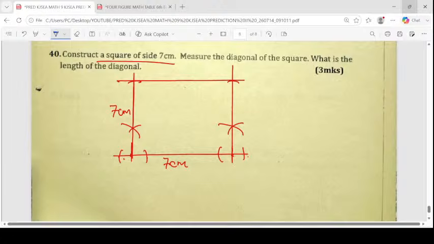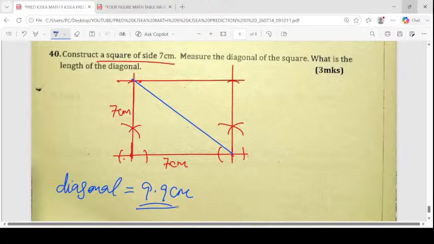Then from it now we are being told to measure the diagonal of the square. This is what is called the diagonal of the square. That is our diagonal. Now, the question is, they want the measure, the answer for that diagonal. If you did your construction well, your diagonal should measure 9.9 centimeters. This measurement here, 9.9 centimeters. Remember, this is 7 centimeters. This is also 7 centimeters.